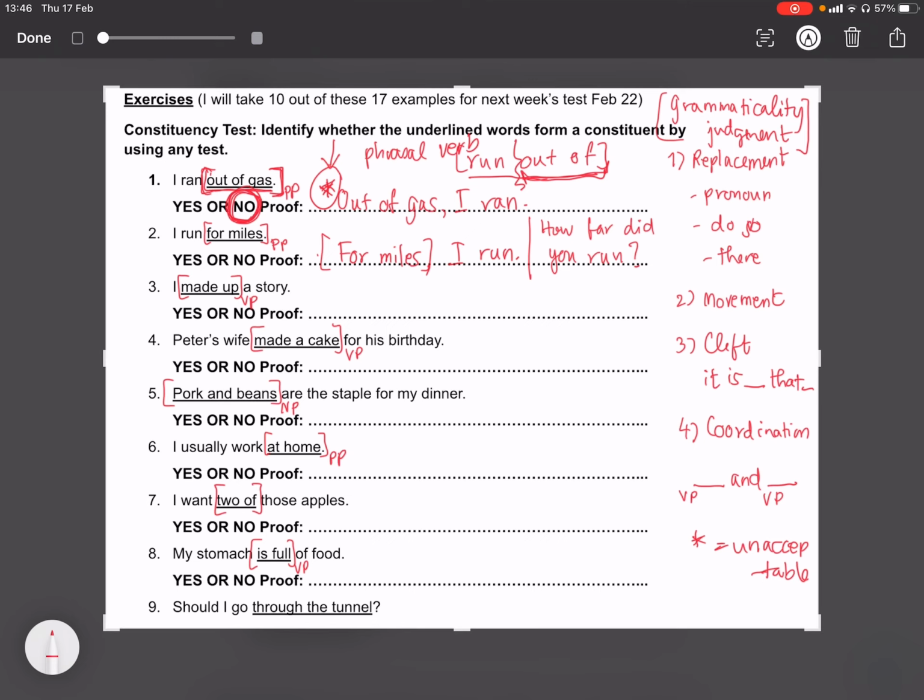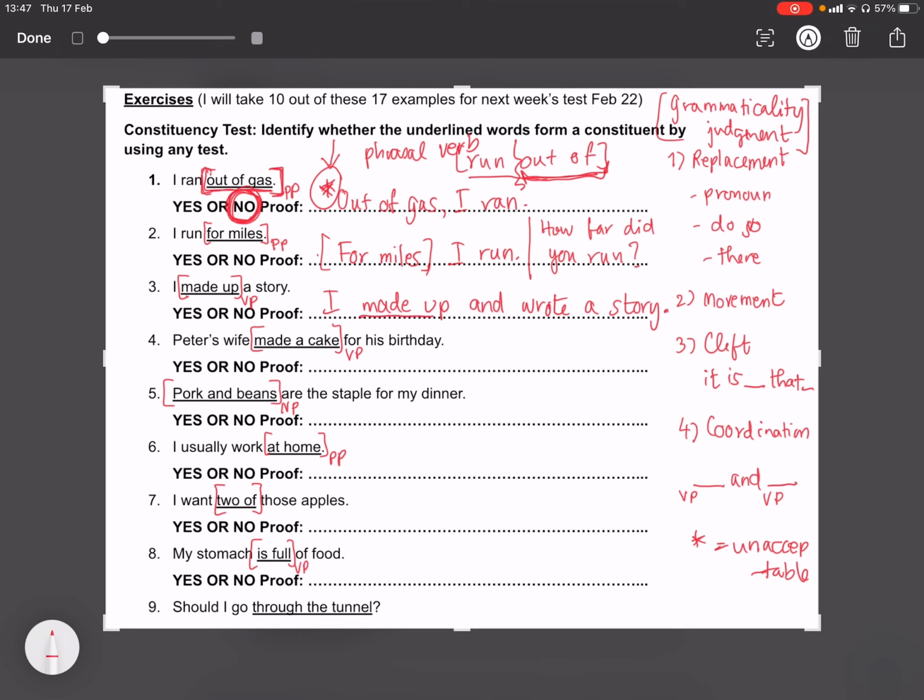Okay. Next is I made up a story, and this time it is the phrasal verb made up. So can you replace it with another thing such as do so? I made up a story. I did so. I made up a story. I made up, and I'm just gonna do the conjunction, coordination, okay? I made up and wrote a story.